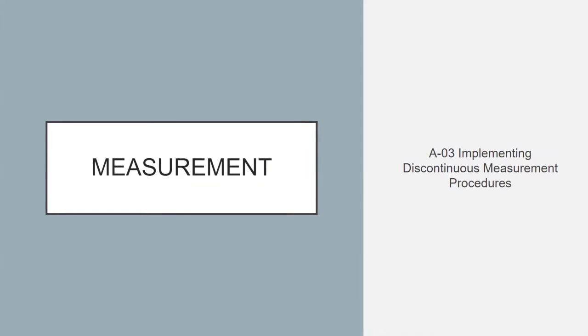In this section of measurement, I am going to go over implementing discontinuous measurement procedures. We are going to go over the different types of discontinuous measurements, such as interval recording. We're going to talk about partial interval recording, whole interval recording, and momentary time sampling. We'll also go over the data sheets to record the different types of discontinuous measurements.